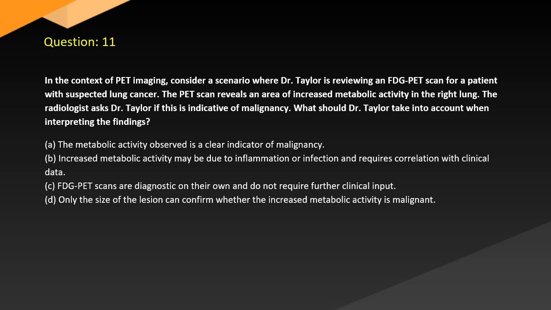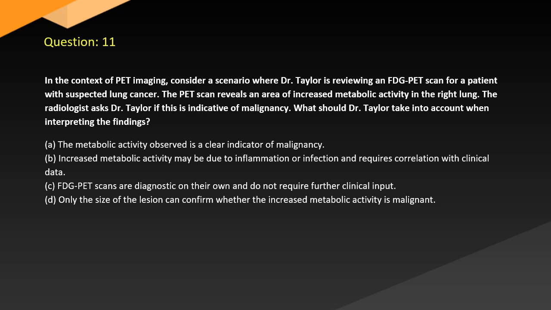Question 11. In the context of PET imaging, consider a scenario where Dr. Taylor is reviewing an FDG PET scan for a patient with suspected lung cancer. The PET scan reveals an area of increased metabolic activity in the right lung. The radiologist asks Dr. Taylor if this is indicative of malignancy. What should Dr. Taylor take into account when interpreting the findings?